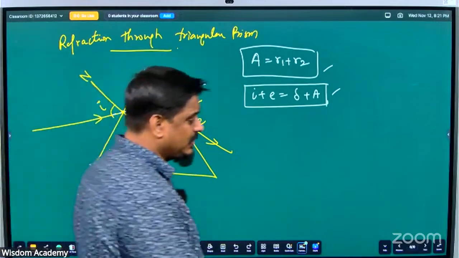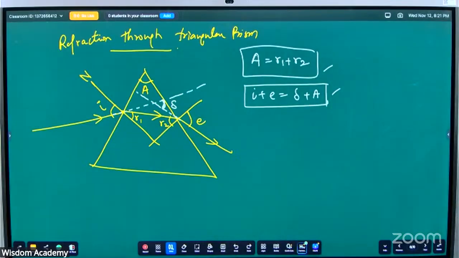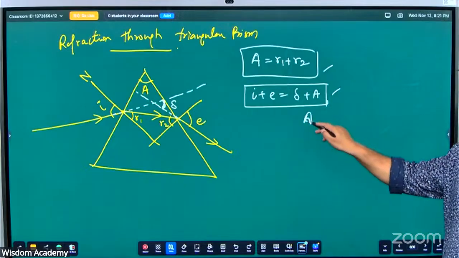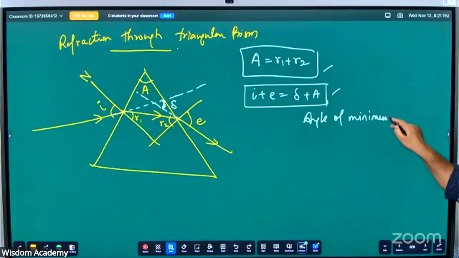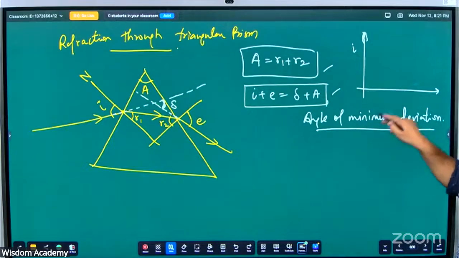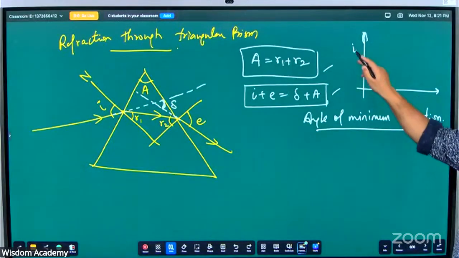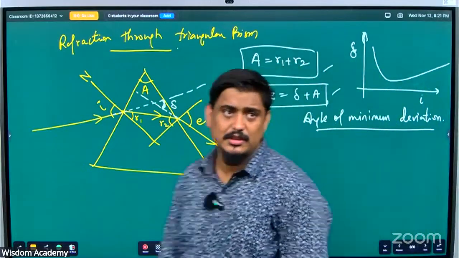Then comes the concept of angle of minimum deviation. This is also very, very important concept. Angle of minimum deviation. What is that? So there are two very important graphs here. That is the graph drawn between angle of incidence and angle of deviation, isn't it? Actually, deviation will come here, incidence will come here. So the graph is something like this. In your school lab also you should have done that. And it is also there in the theory.